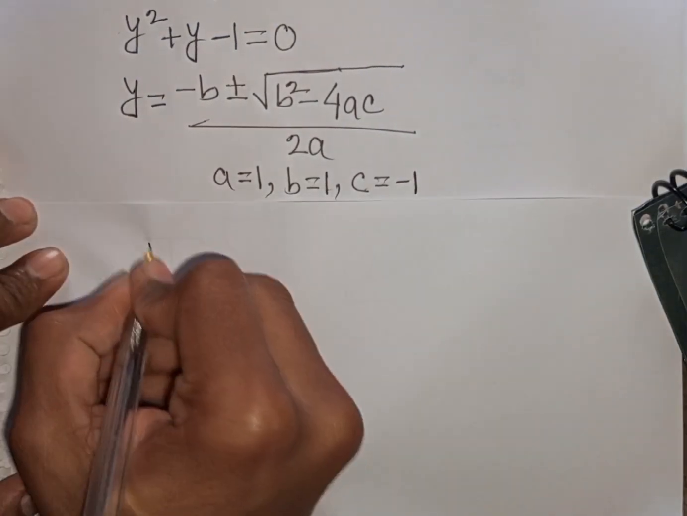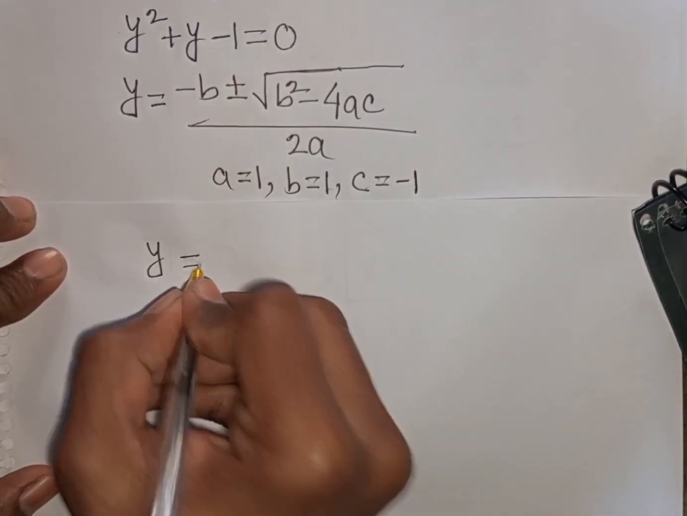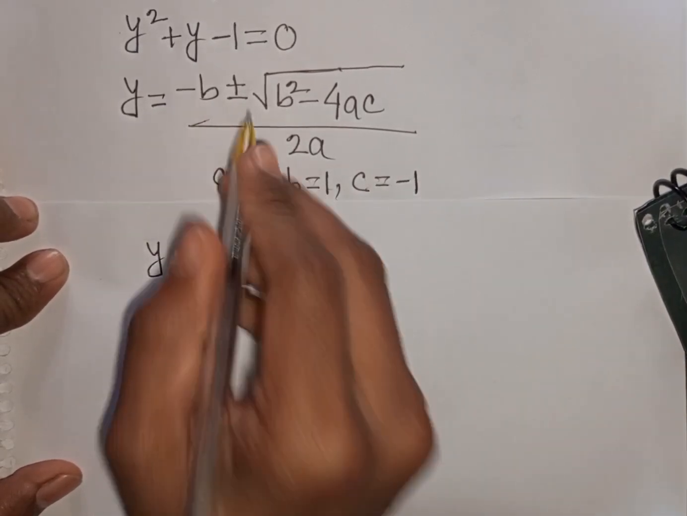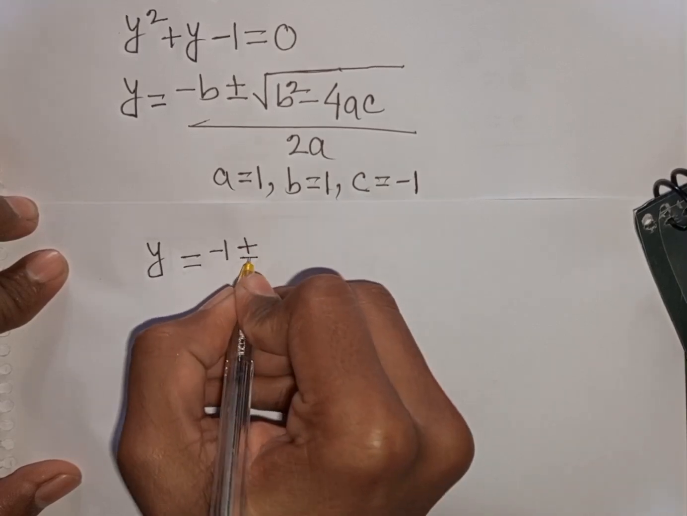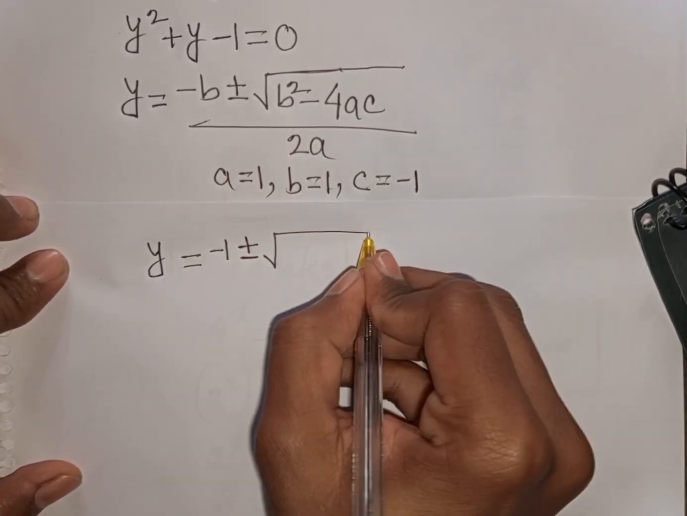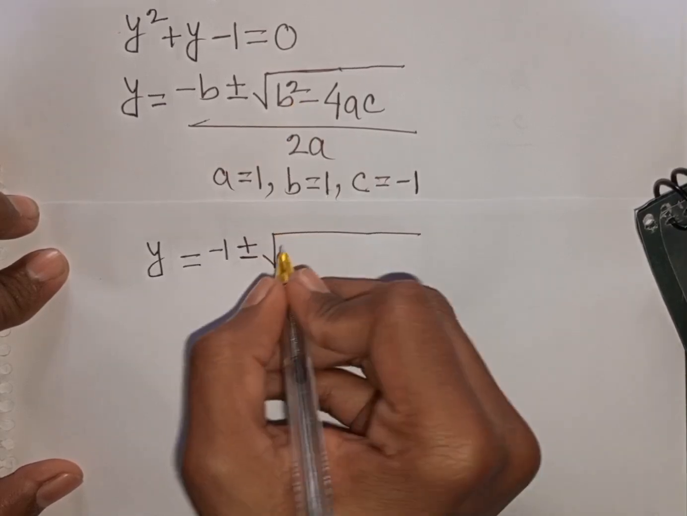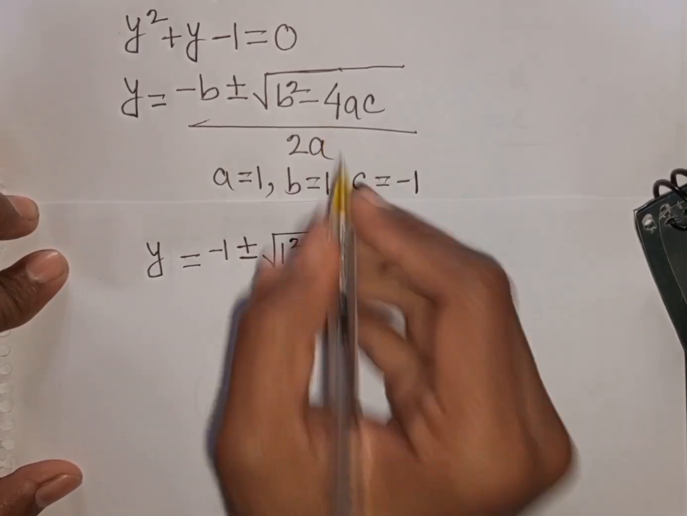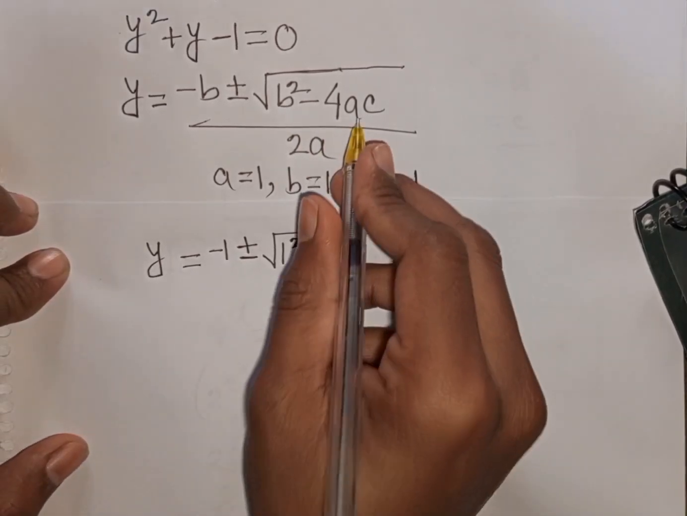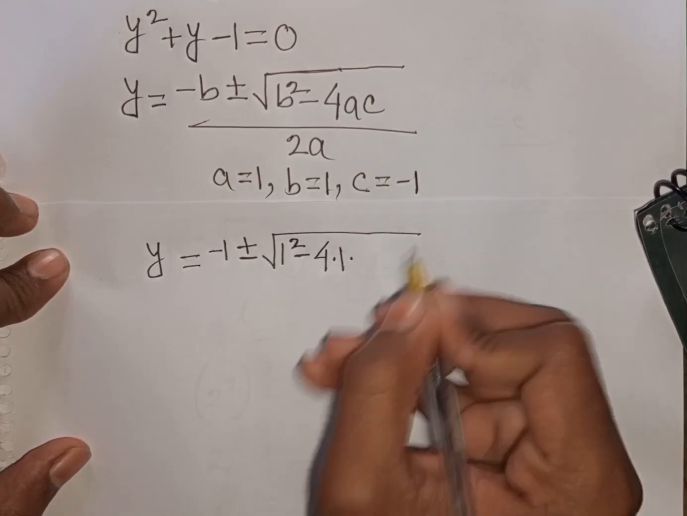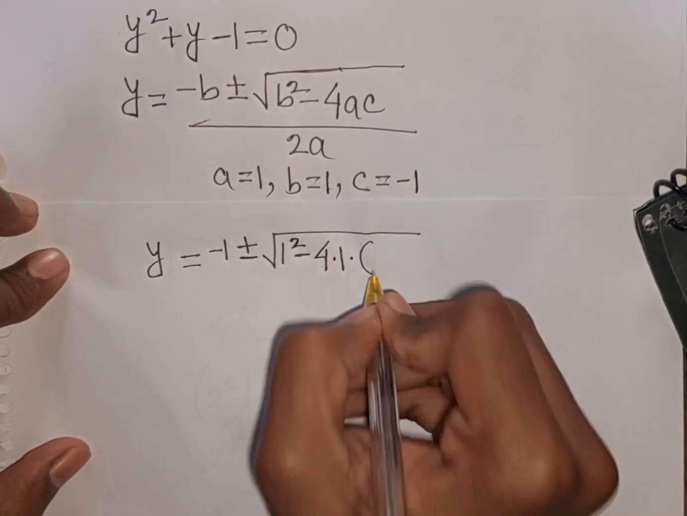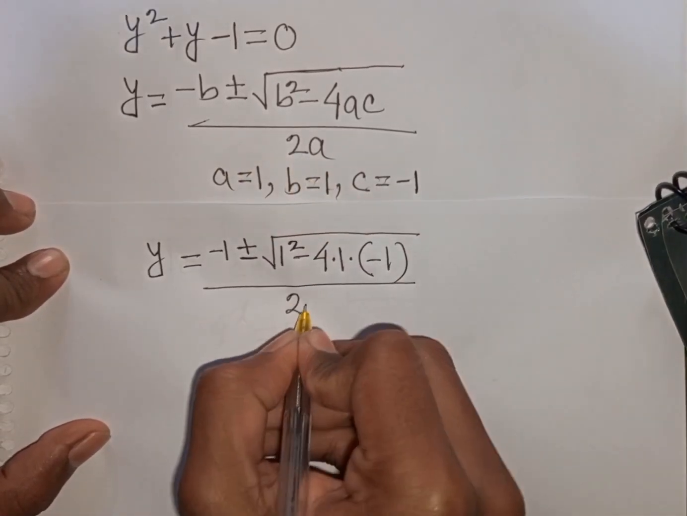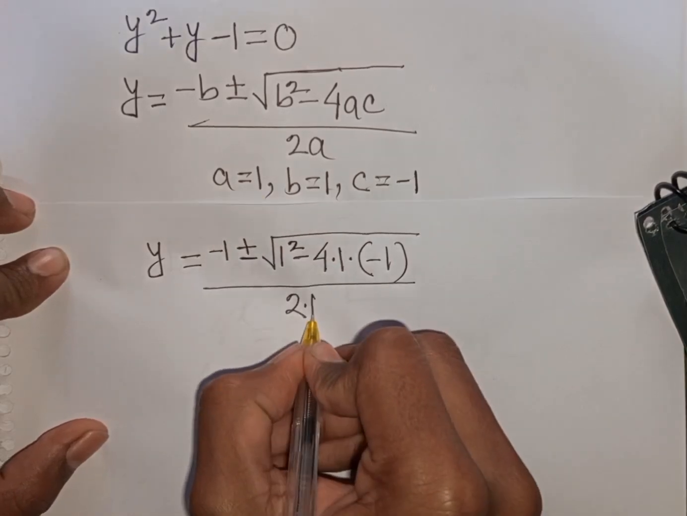Now we can write here y will be equal to minus b, that means 1, then plus or minus a square root of b square, that means it will be 1 square, minus 4 times a, that means 1, times c, that means negative 1. So bracket negative 1, then divided by 2 times a, that means 1.